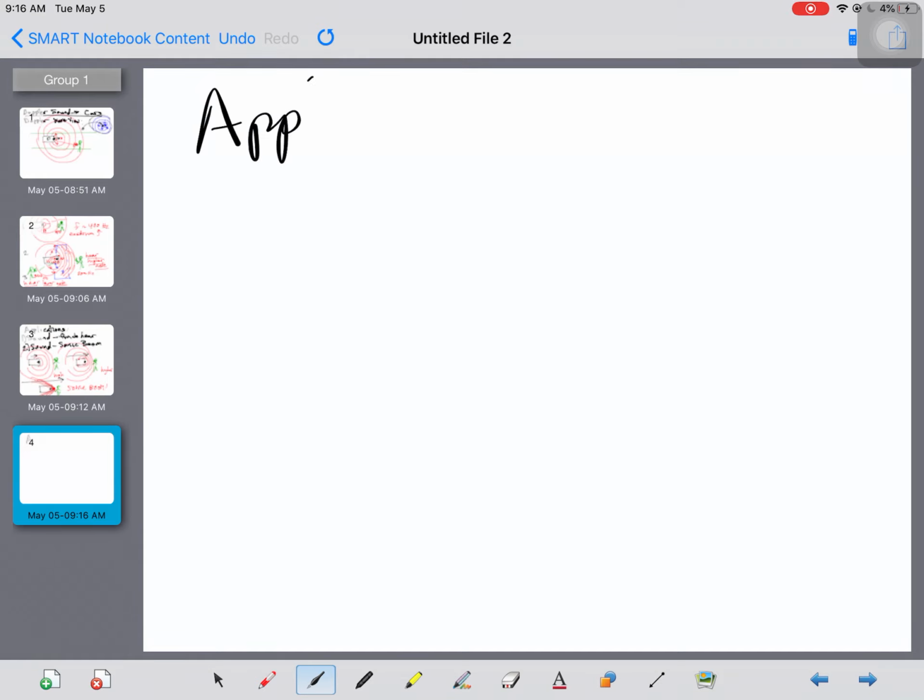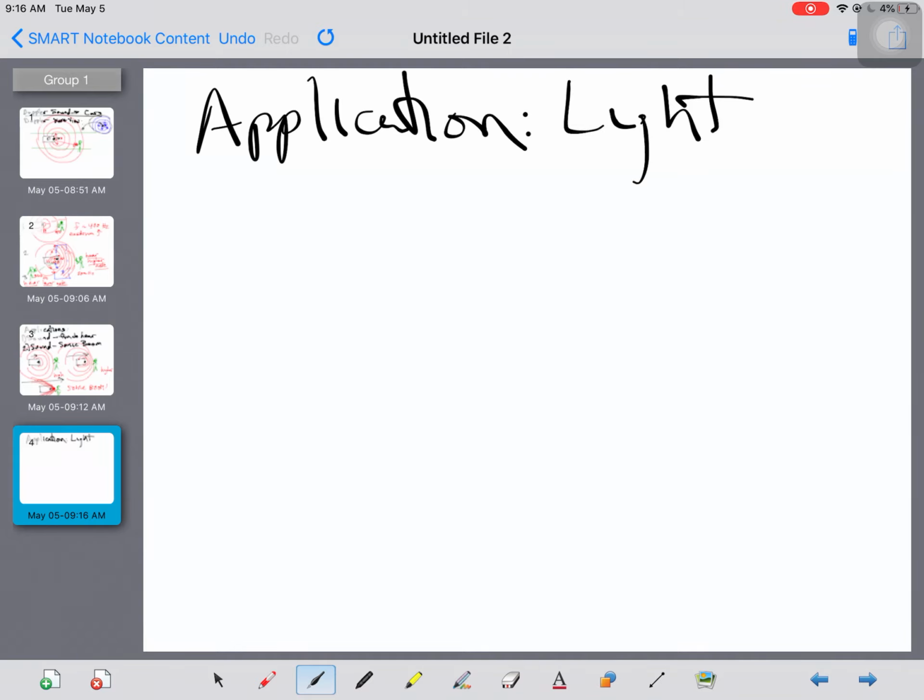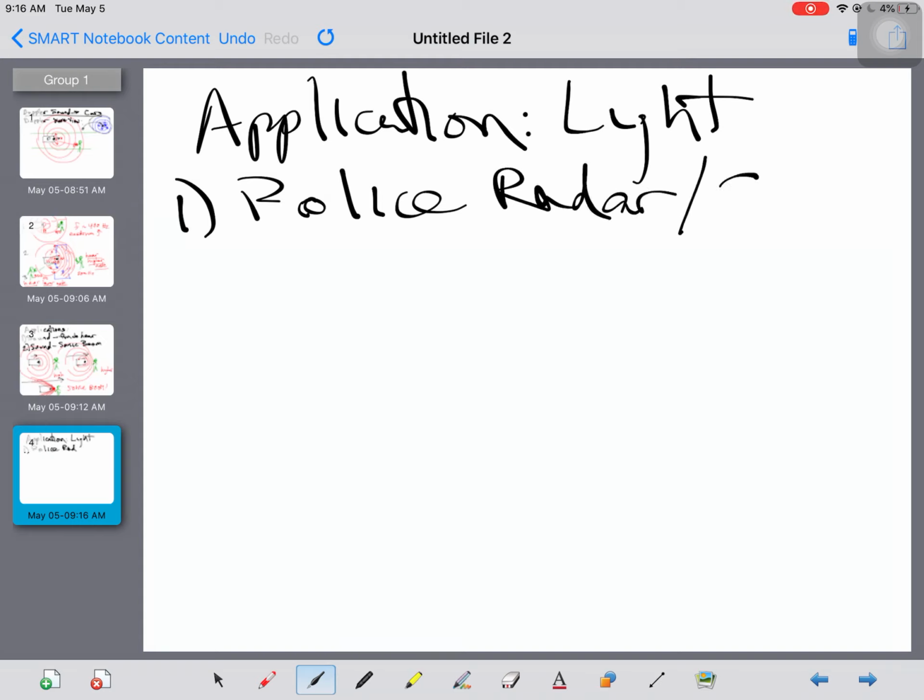Application of Doppler effect with light. There are two cool applications I'll tell you real quick. One is police. Police radar gun or speed gun, however you want to call it. Basically, here's how it works. Policeman sitting over here, and you are over here driving.